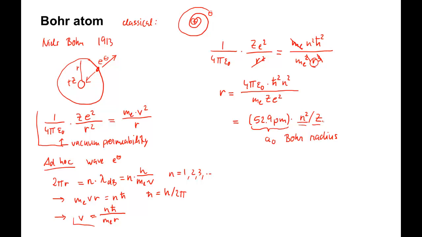It's interesting that under this ad hoc assumption with a de Broglie wave, not all orbits are stable. Only certain discrete values of r are possible. The orbits are quantized and the orbit radii are quantized. This was a very surprising result and eventually led to the explanation of the hydrogen emission spectrum.